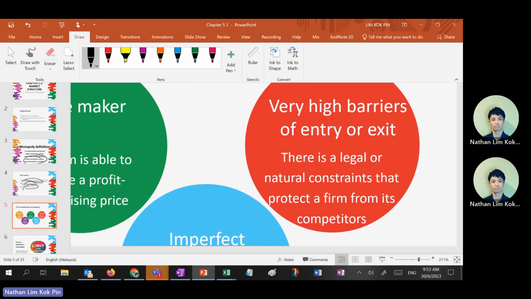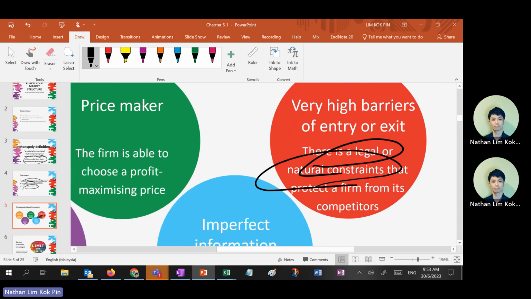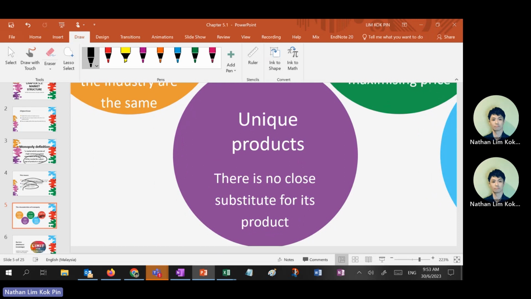Number 3 is very high barriers to entry, I said. There are many different types of barriers. I'm going to share with you a few more other than the cost barrier that I shared before. Cost barrier is the easiest for you to think. Other than that, we also have legal and natural barriers. I'll share with you later.